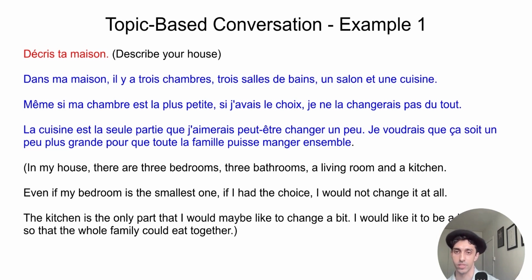And then there's another present subjunctive as well. "Pour que toute la famille puisse manger ensemble." Puisse is the present subjunctive from pouvoir. So I've tried to vary my grammar above all and tried to throw in some more topic specific vocabulary, say related to the house as well, like the names of specific rooms. And I've also expanded the answer beyond just one or two sentences, which is important.